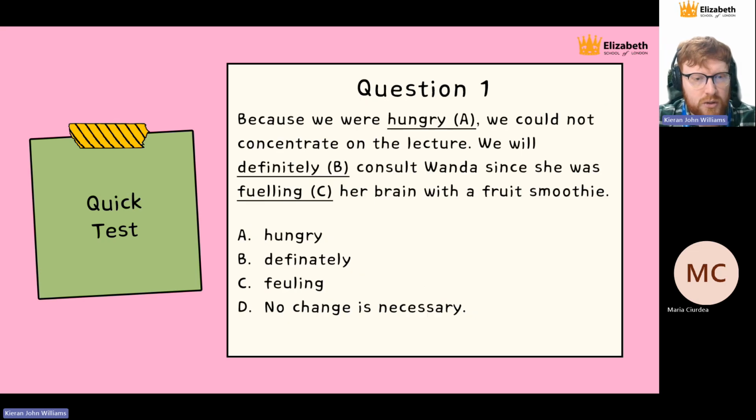Okay. So in this situation, we just need to decide here if we need to make any changes with the spelling or if no change is necessary. So for example, we've got hungry. Is hungry spelled correctly here? Yes. Okay. Is definitely spelled correctly?